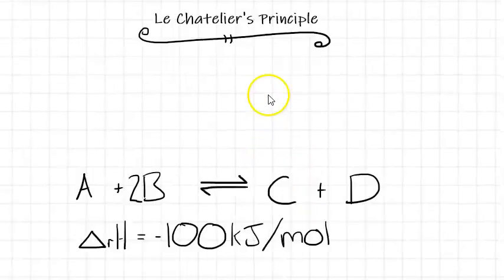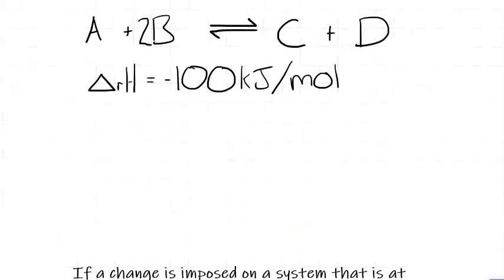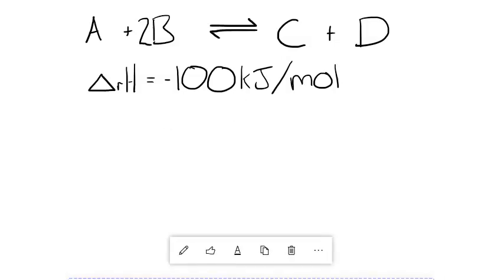So Le Chatelier's principle. If we first of all take the reaction here, we've got an equilibrium reaction. I've made this slightly more complicated than what we've been looking at previously. So we've got A plus 2B goes into C and D, and when this reaction occurs in the forward direction, we release 100 kilojoules of energy.